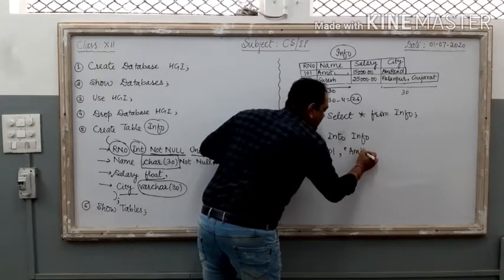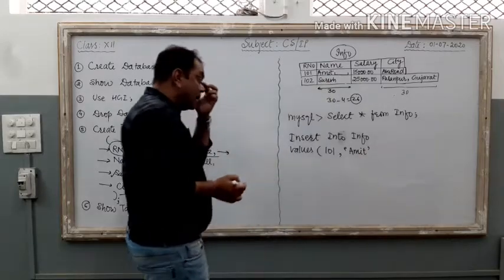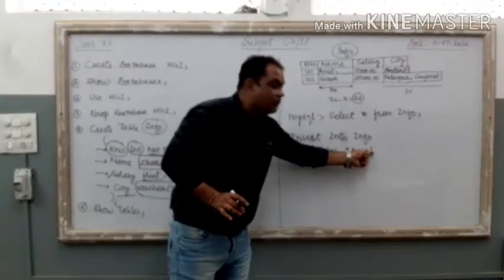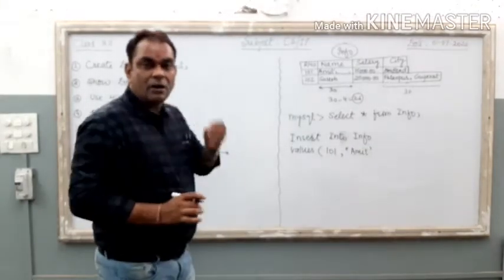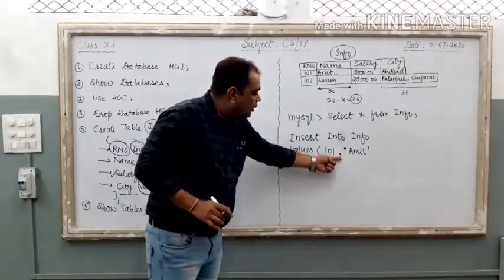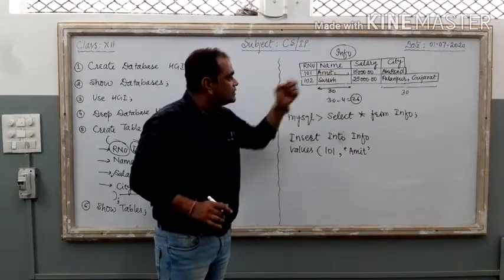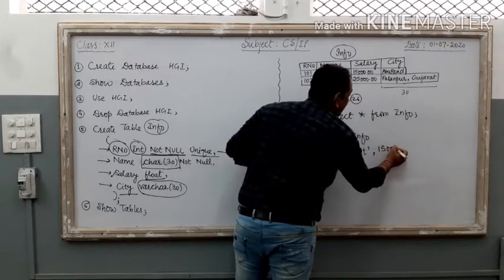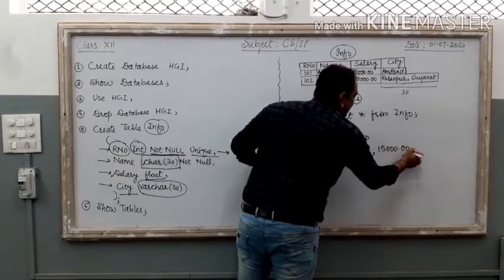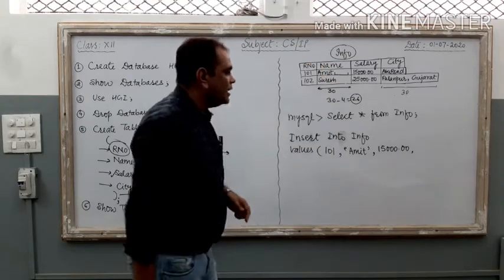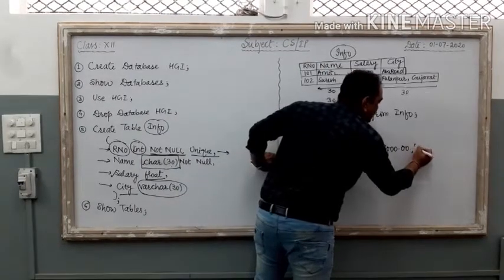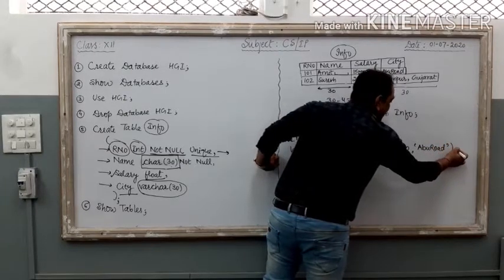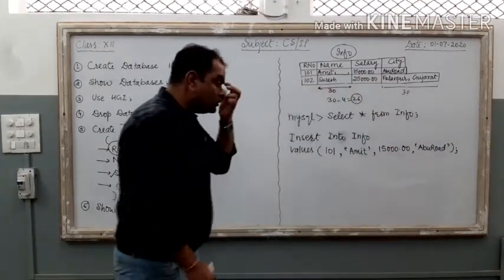Inverted comma Amit. I have to write the string enclosed with either single inverted comma or double inverted comma. Clear? So 101 comma Amit, it is the value of the second column. Now again I am going to put comma here, 15,000, then comma, then the fourth column, it is Abu Road. So I have put Abu Road inside the inverted comma, enclosed with the inverted comma.